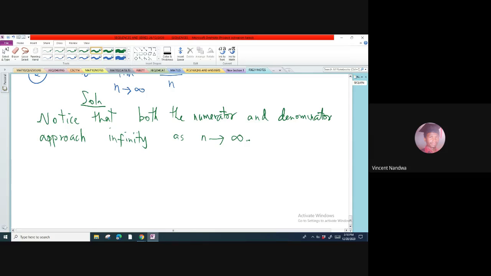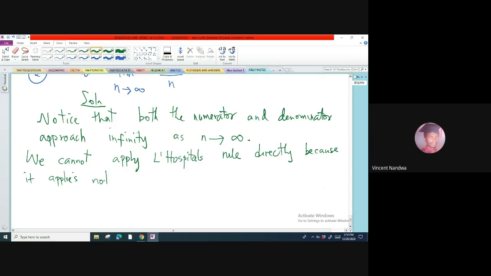The next thing that we need to remember is that we cannot apply L'Hospital's rule directly, because it applies not to sequences but to functions of a real number.